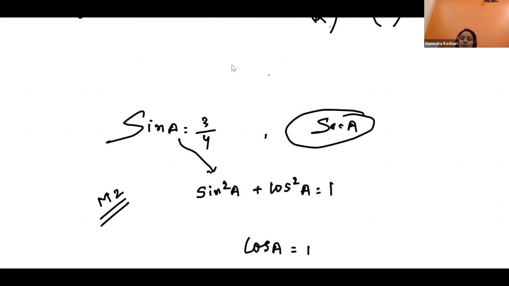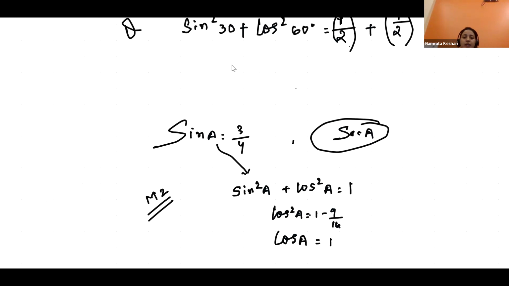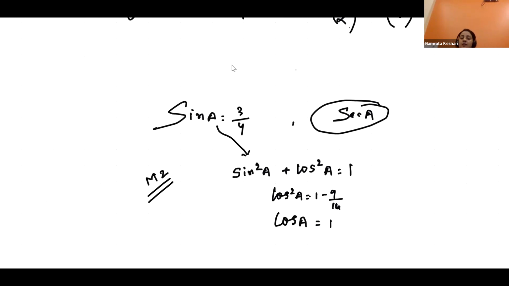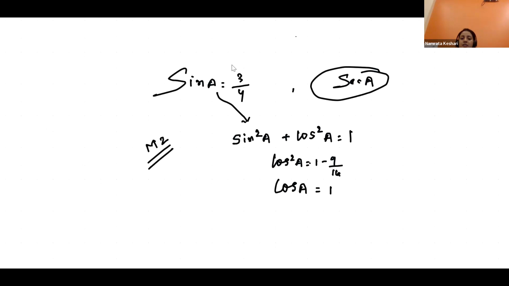Now we figured out that cos square A is 1 minus 9 by 16, so 16 minus 9. We will have cos square A as 7 by 16. We will have cos A as root 7 by root 16, which is 4. So this is cos A.